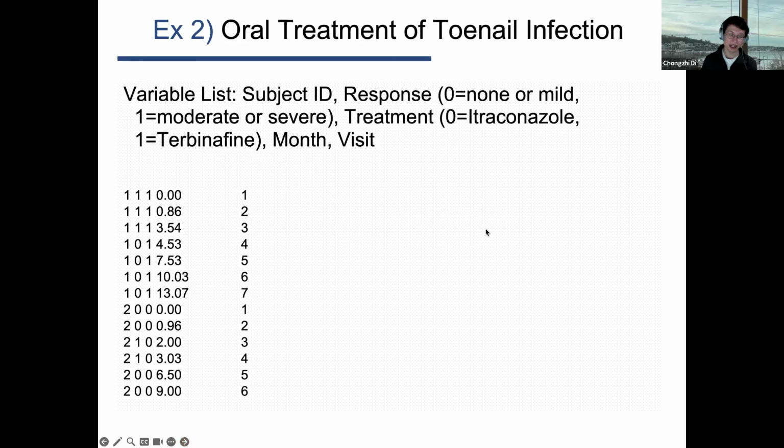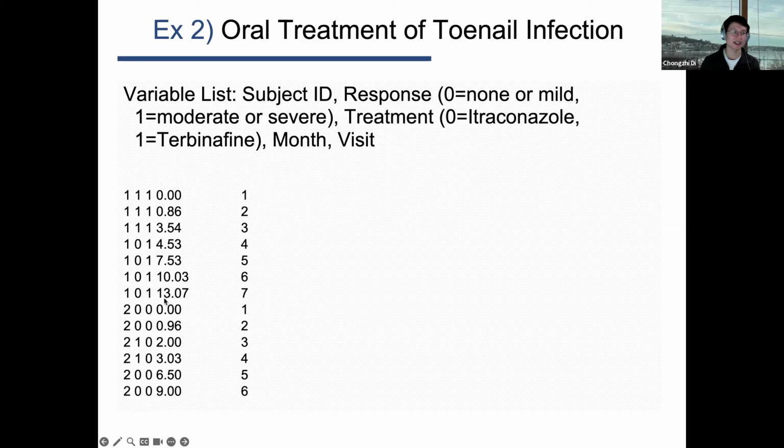So here's how the data looks. The data is publicly available from the website of the book. It has a few variables. There's a subject ID in the first column. The second column is the binary response. The third column is a treatment variable, where 0 and 1 indicate two different medications. Then there's the time in months. The last column is the visit, coded as visit 1 to 7.